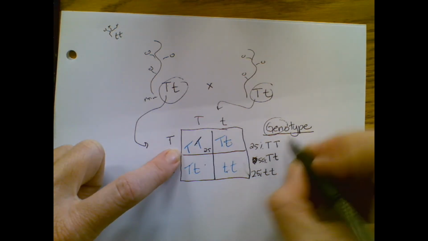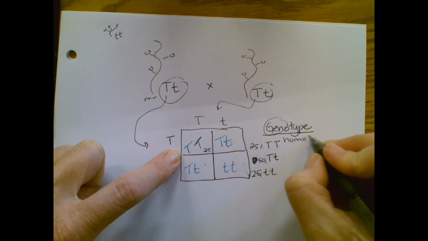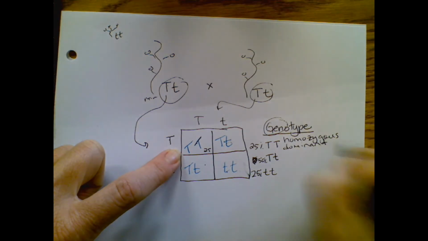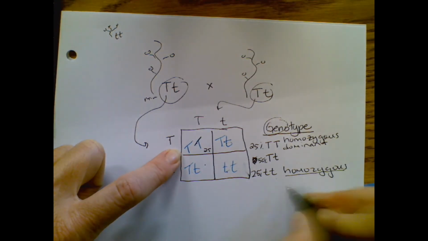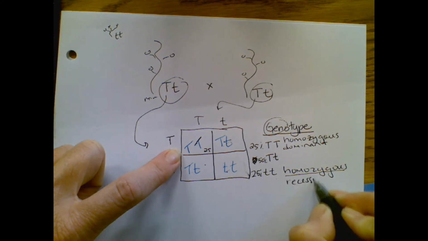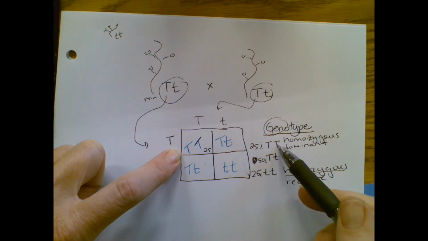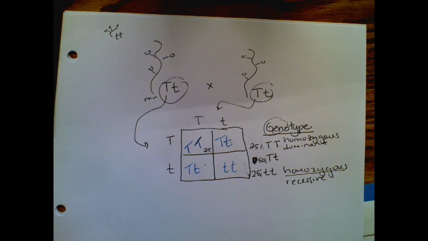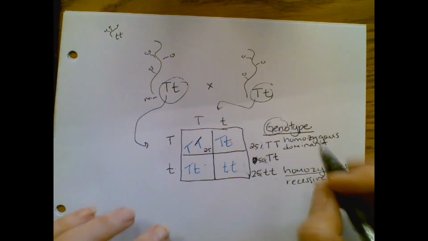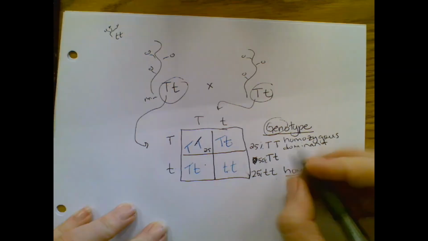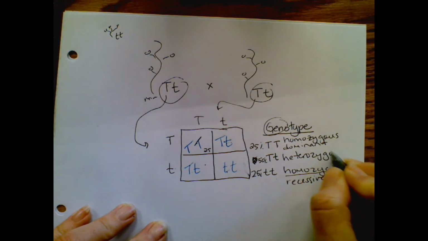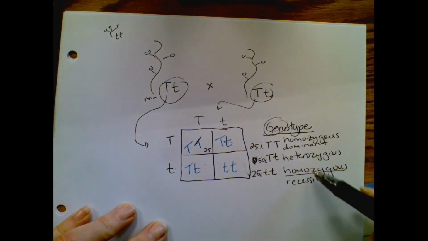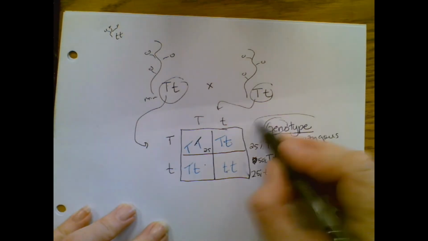When you get both dominant, that's homozygous dominant. Both recessive is homozygous recessive. If you get one of each, it's hetero. Instead of homozygous, it's heterozygous. And you have to write all that down when you do this. And this is called genotype.